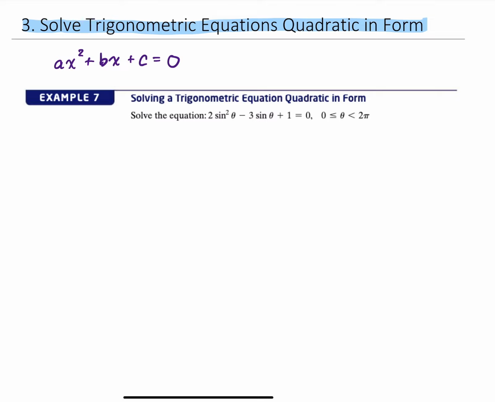And how have we solved these in the past? Well, either by factoring, by applying some factoring methods, or by using the quadratic equation. So we'll be using those same methods here. There'll just be some trig functions involved. So let's take a look at our first example. We have 2 sine squared of theta minus 3 sine of theta plus 1 equals 0.